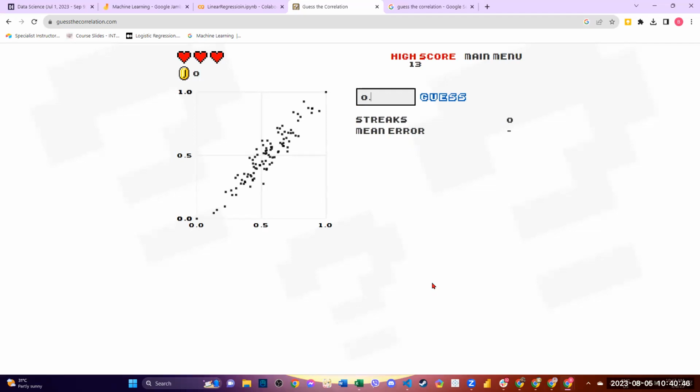Let's try another. Let's try another one. How about this one? 0.9, 0.85. Do we have another guess? So let's meet in the middle. Around 0.87. Let's try 0.87.